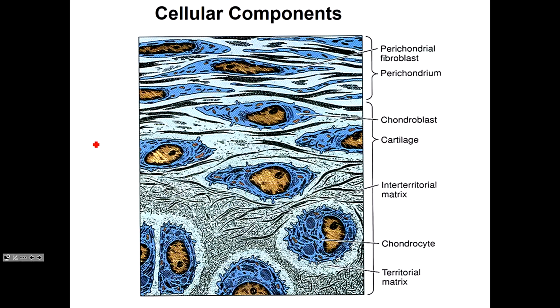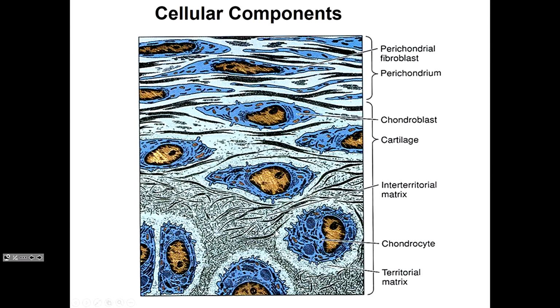So if we look at the cellular components, at the periphery we have the perichondrium, which is basically the fibroblast-like cells. And these then differentiate into cartilage cells that you recognize as chondroblasts, and as they get older and more mature, eventually they become chondrocytes. Now we distinguish between a chondroblast and a chondrocyte in that a chondrocyte has this territorial matrix, histologically appearing as a lighter staining ring, shown here, which the chondroblasts, the newer forming cells, do not have.